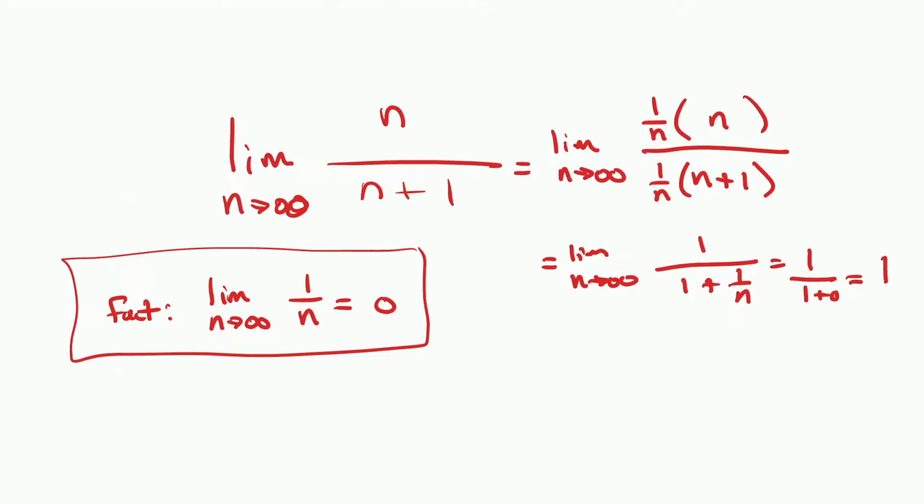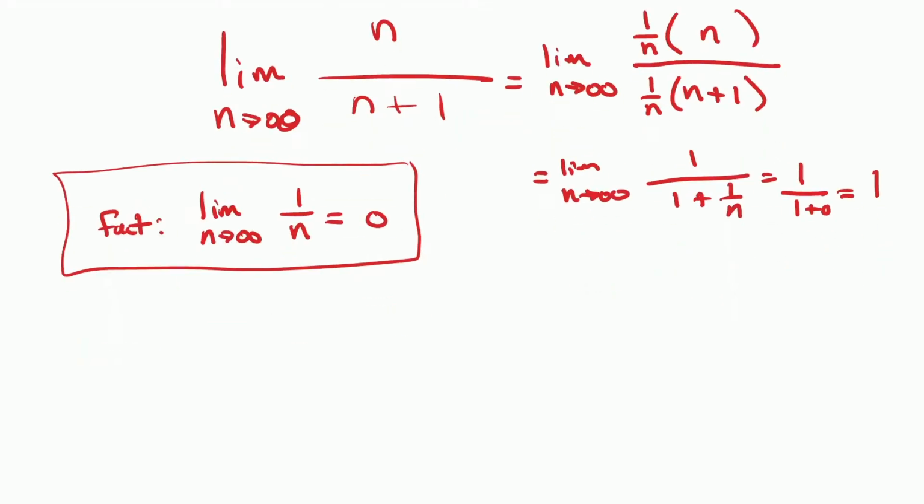So the business with the coefficients, what that's referring to is this: if you have the same degree polynomial on top and bottom of a rational function, then the limit as n approaches infinity will just be a fraction made up of the leading coefficients. It always works out that way.